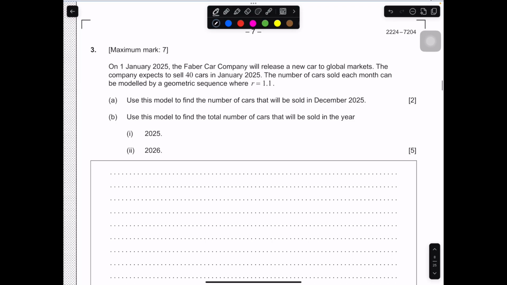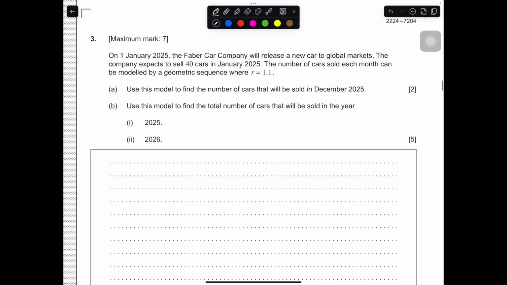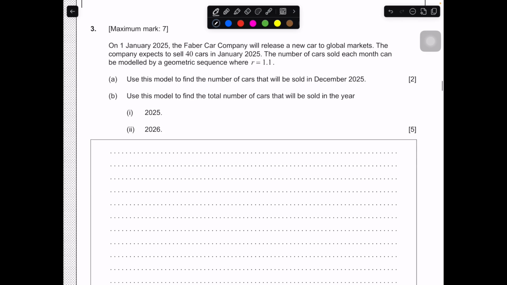All right, question 3, 7 marks. On January 1st, 2025, the Faber car company will release a new car to global markets. The company expects to sell 40 cars in January 2025. The number of cars sold each month can be modeled by a geometric sequence where R equals 1.1. Use this model to find the number of cars that will be sold in December 2025.